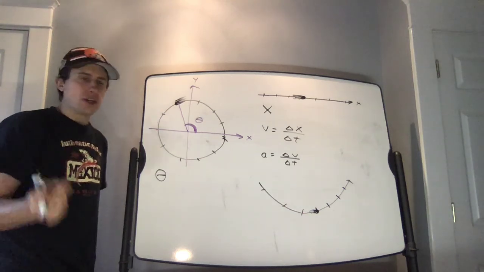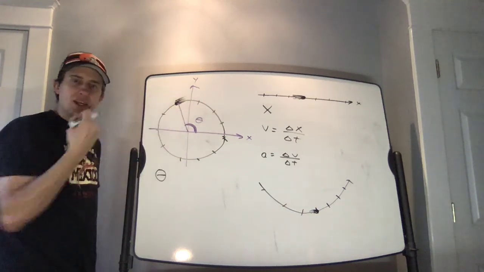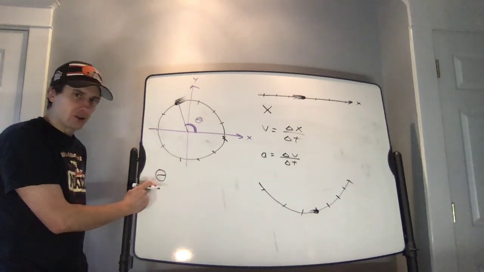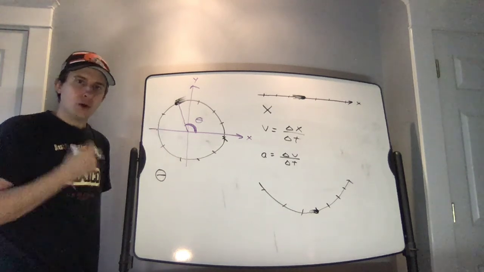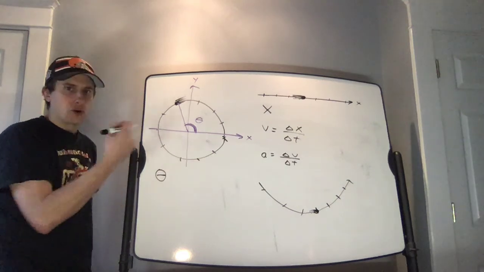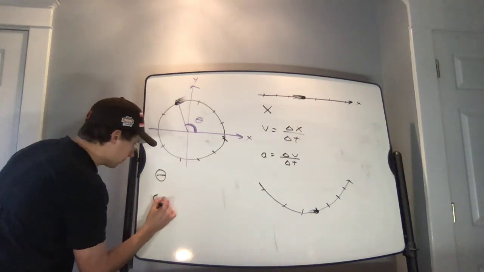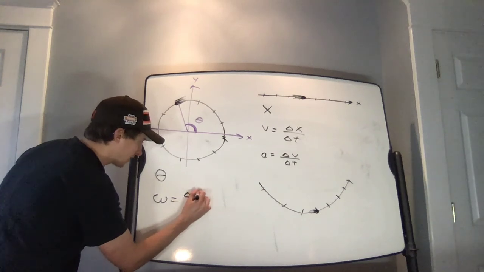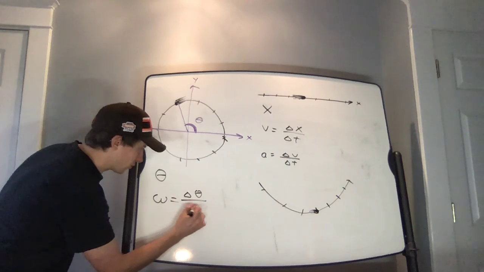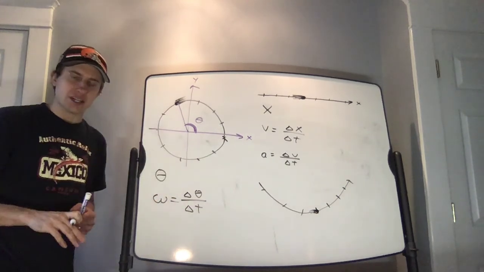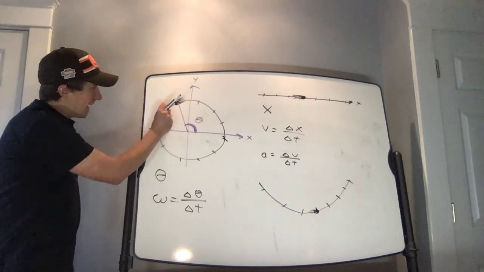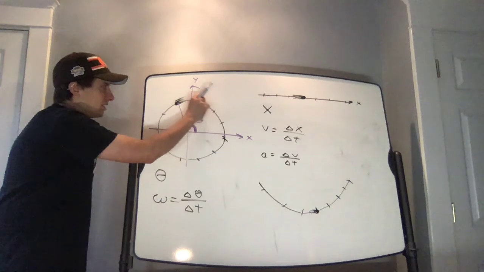Now, if the particle is moving around in one way or the other, then the particle will be changing its position on the circle. That's like saying the particle's angle is going to be changing. We'll call that angular velocity. Angular velocity is the rate of change of angle with respect to time, and angular velocity is designated by the lowercase Greek letter omega. It looks like a lowercase w, but it's a Greek letter, and that is delta theta over delta t.